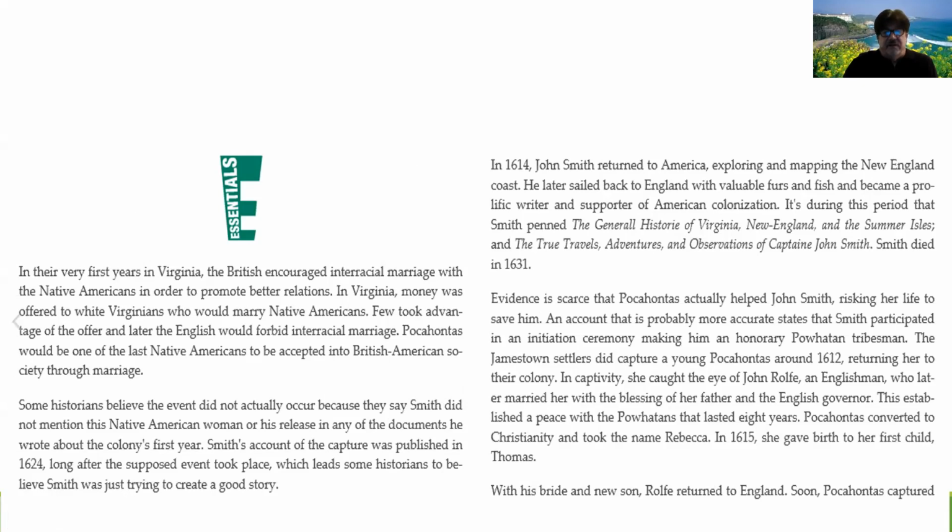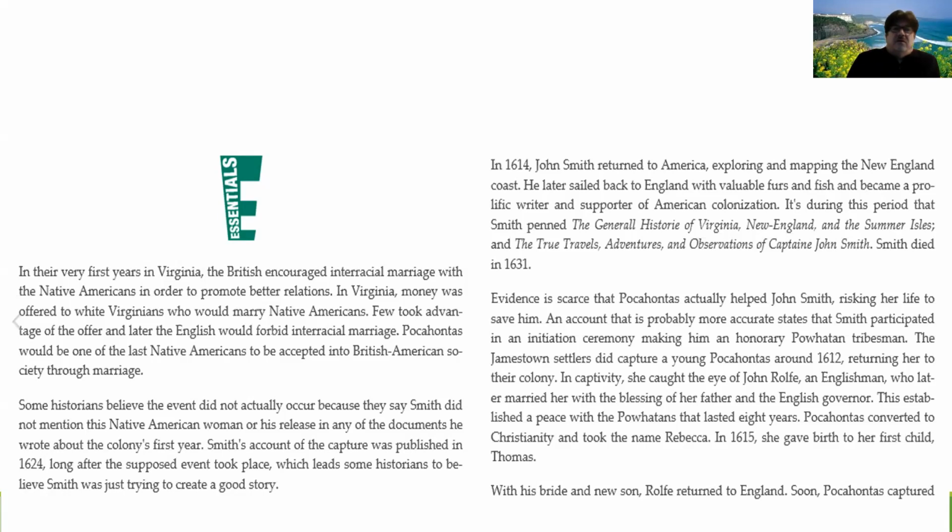In Virginia, money was offered to white Virginians who would marry Native Americans. Wow. Few took advantage of the offer, and later the English would forbid interracial marriage. So anything forbidden means it's against the law. So first they accepted it to promote better relations and even offered money.